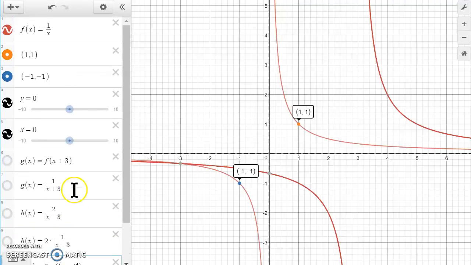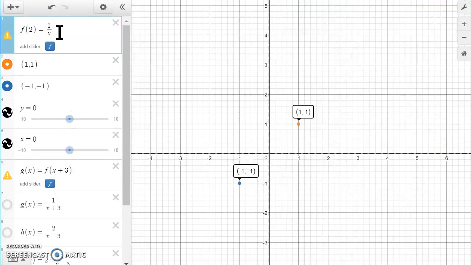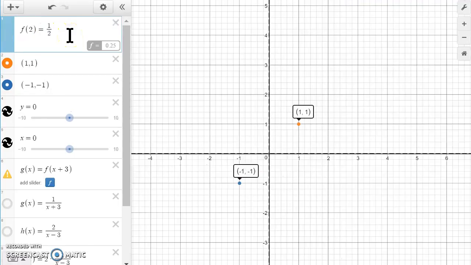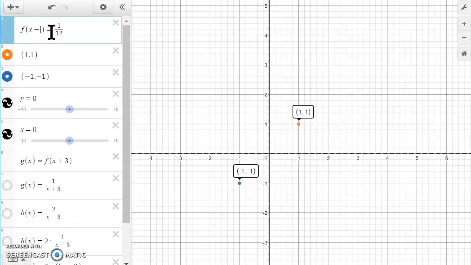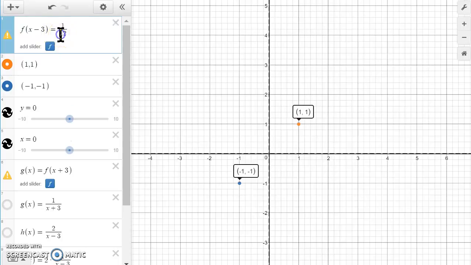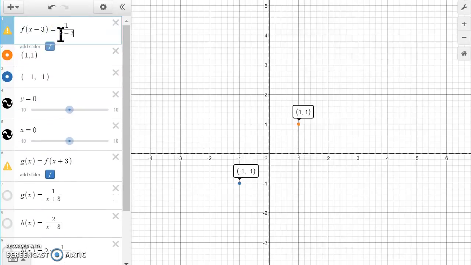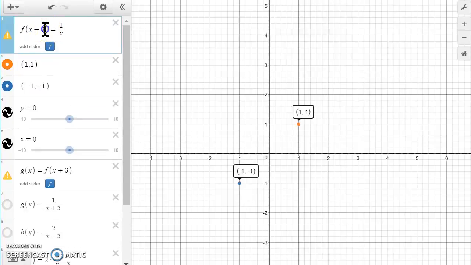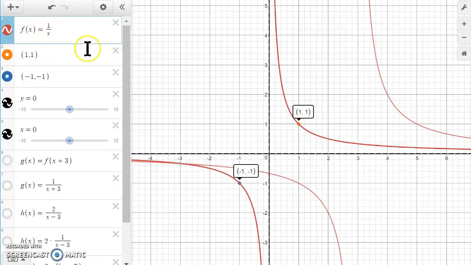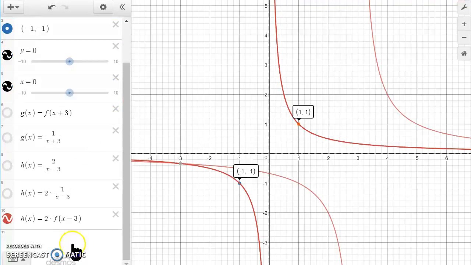Right? So if you refer back to my f of x, this is my f of x. And if I change this to 2, then that becomes 1 over 2. If I change this to 12, that becomes 1 over 12. So if I change this to f of x minus 3, then that becomes 1 over x minus 3. Okay? I hope that makes sense to you guys, because we did this in chapter 1. Okay, so now let's go back.